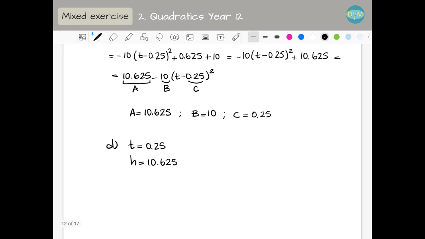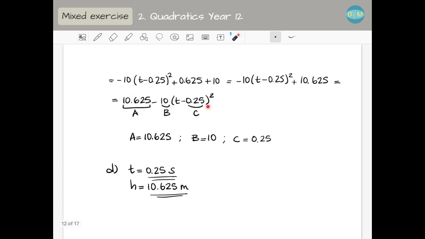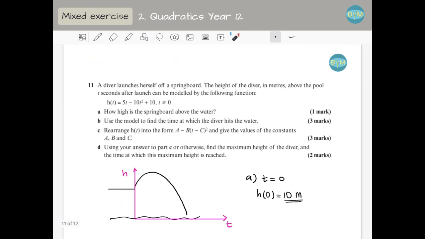So it happens 0.25 seconds after the person jumps, and this is the maximum height. And that's all with this question. You could differentiate, but if they have asked you in the question to complete the square, use it. It's much faster. That's all.